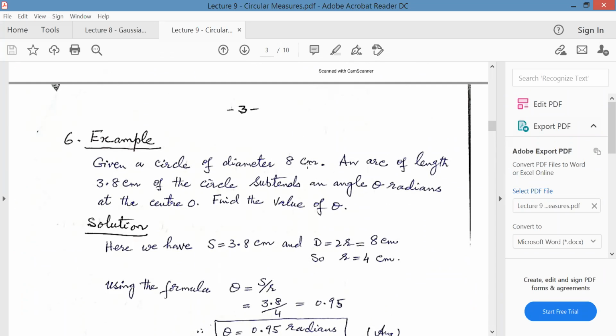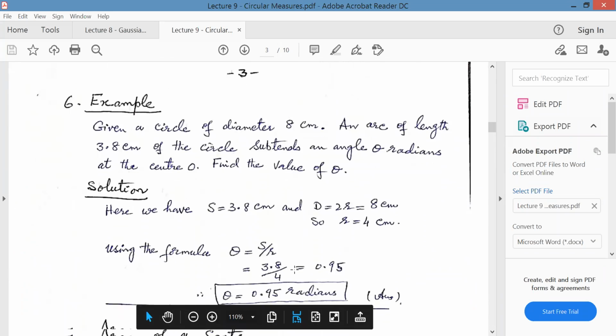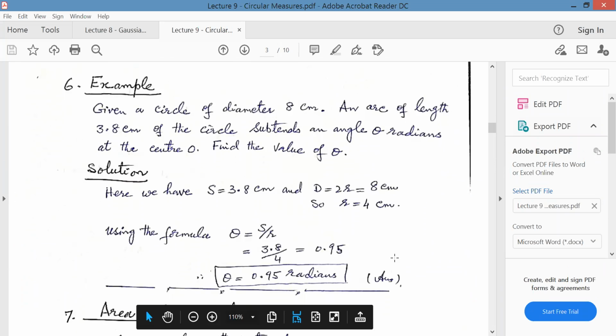Okay. Now diameter is given, you can find radius. Radius is 4 and the arc length is this much, 3.8 centimeter. So you know the formula: theta is S upon R. Put the value: S is 3.8, R is 4. Finally, you are getting 0.95. So theta is the angle, so this is in radians. 0.95 radians is the answer.